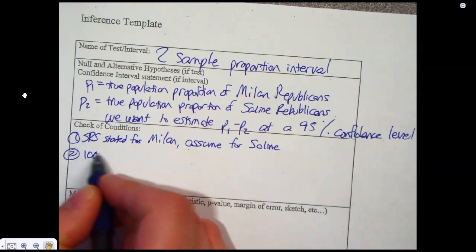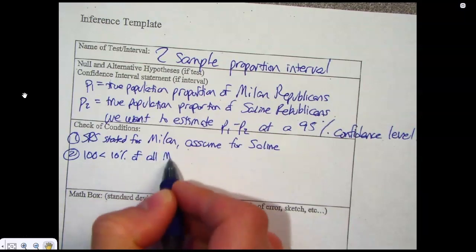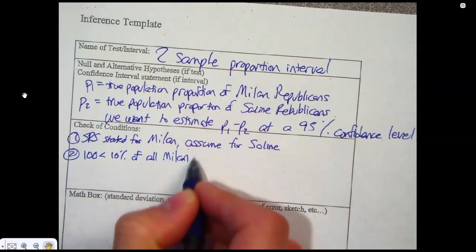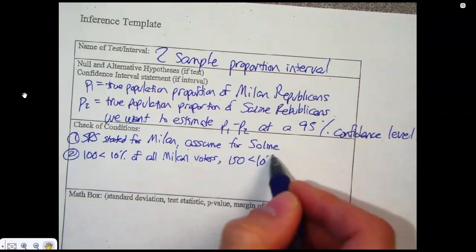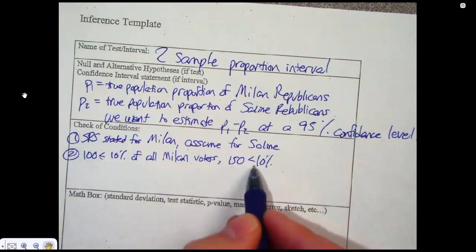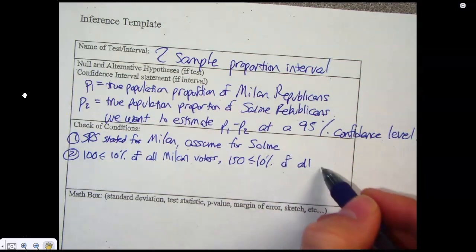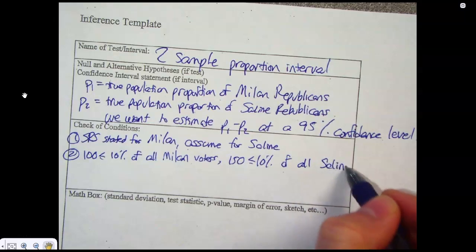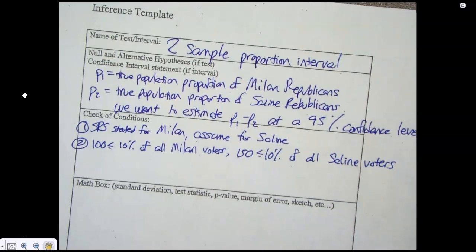So I could say 100 is less than 10% of all Myelin voters. This is probably the best way to do it. 150 is less than 10%, and you can put "or equal to" there, or "less than." It's not a big deal. Less than 10% of all Selene voters. Or you could say both samples are less than 10% of each population.